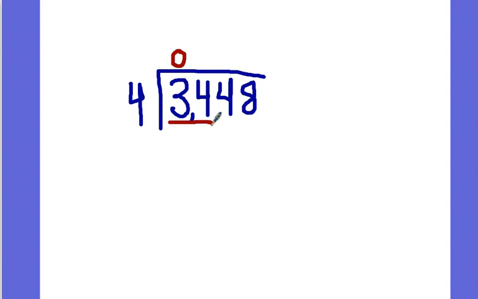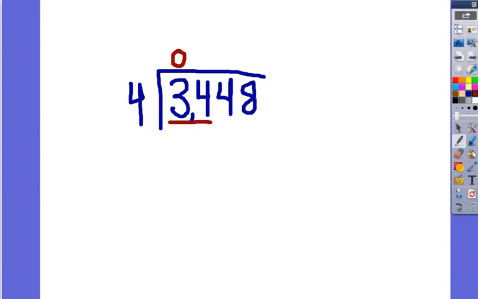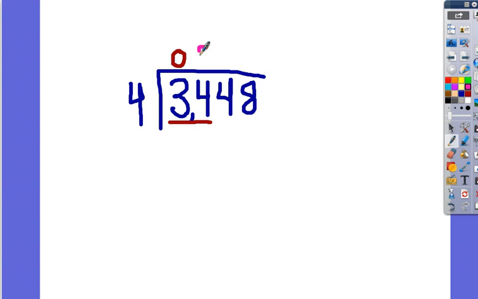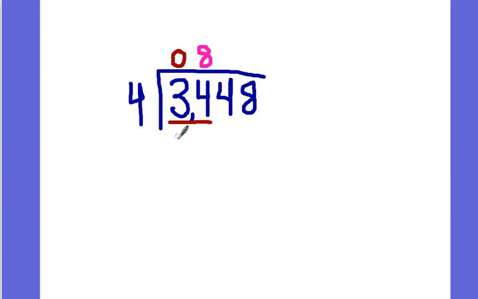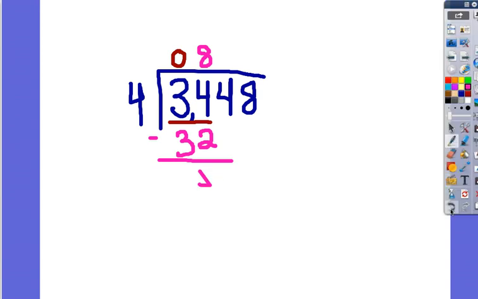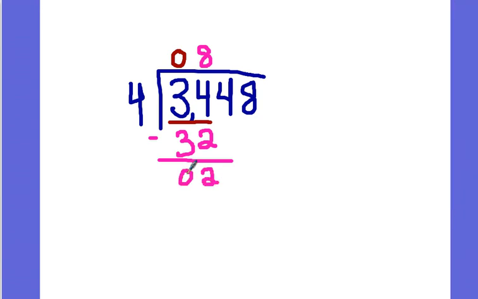So now I have the number 34. Okay, so I have to think 4 times what as close as I can to 34. Well, I know that 4 times 8 is 32, so that's as close as I'm going to get to 34. Okay, subtract 34 minus 32. 4 minus 2 is 2. Okay, 3 minus 3 is 0.